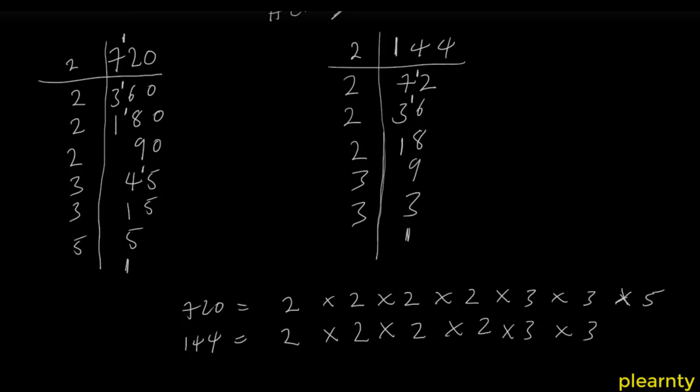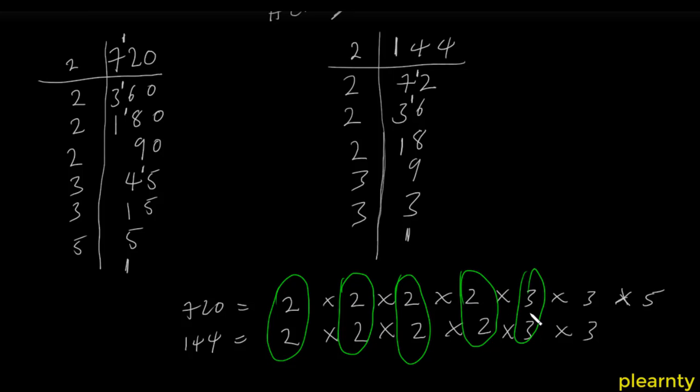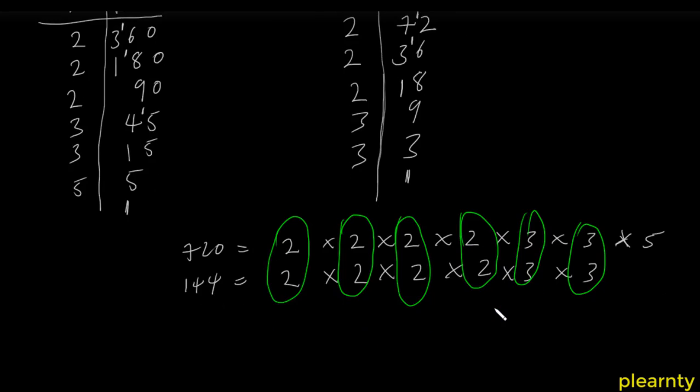So let's circle those that are common. We have 2 here and here. We have 2 here and here. We have 2 here and here. We have 2 here and here. We have 3 here and here. We have 3 here and here. Actually, it does not have to be laid side by side. It's not a must. So now let's look at the common factors.